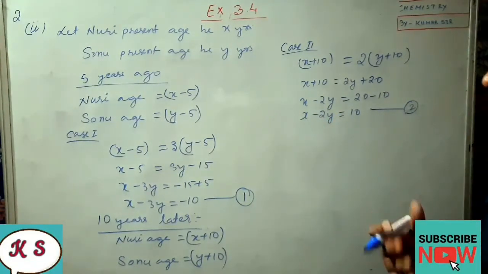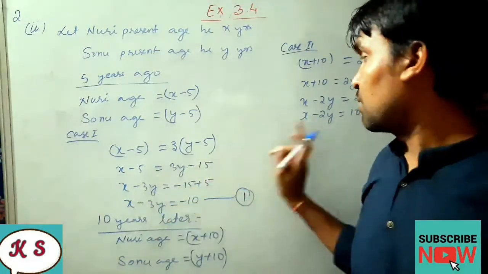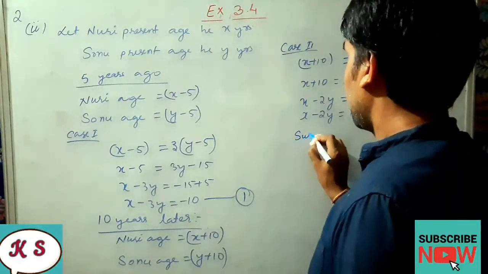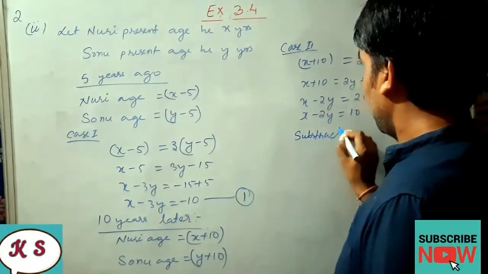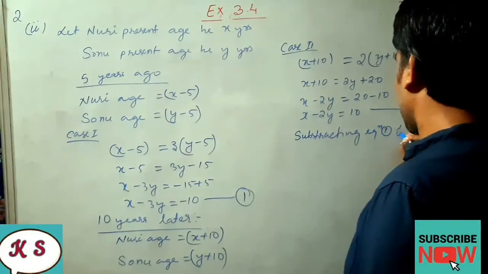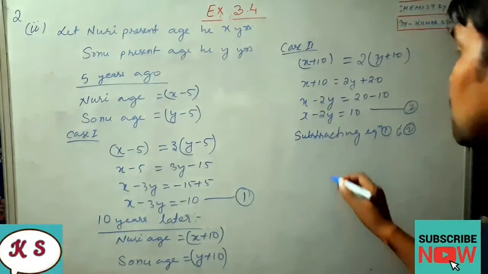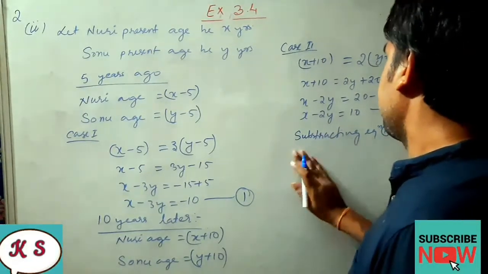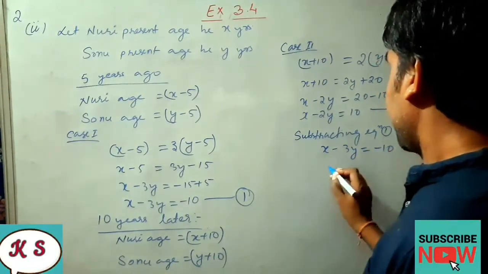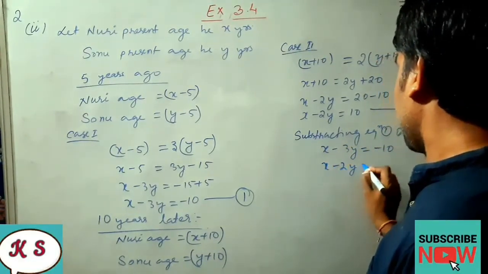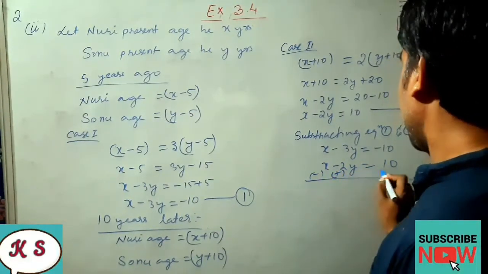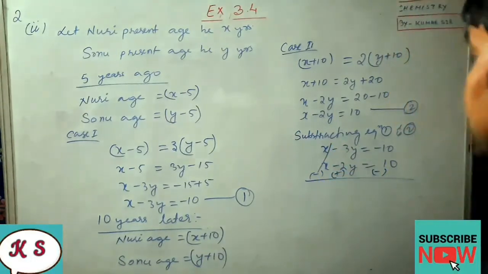Better, in order to avoid that multiplication, you see the x term, both are equal and the sign is the same, so you just subtract. So we'll write here, subtracting equations 1 and 2. So when we are subtracting equations 1 and 2, we'll write x minus 3y equal to minus 10, and here it will be x minus 2y equal to 10. So subtracting, minus, this one will become plus and this one will be minus. So this one is cancelled.